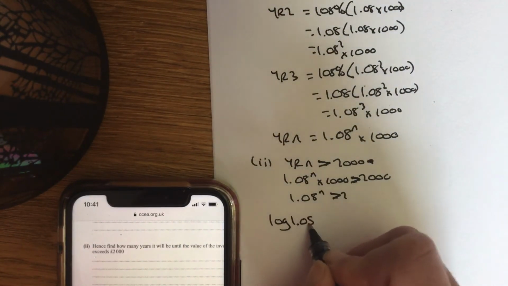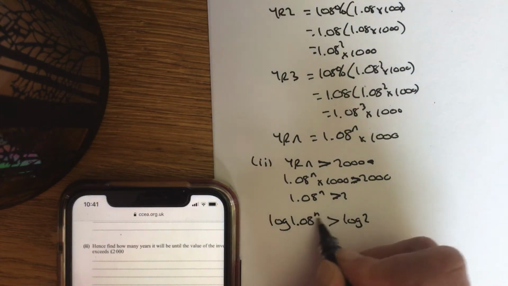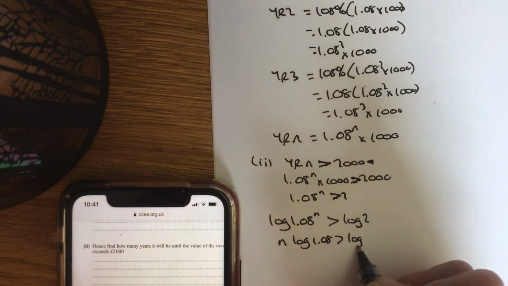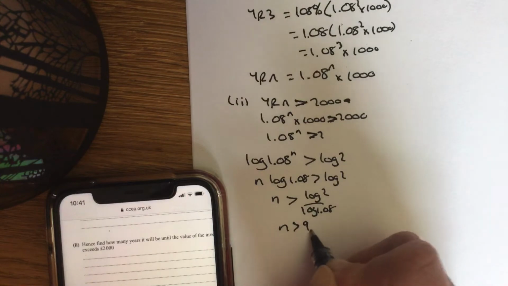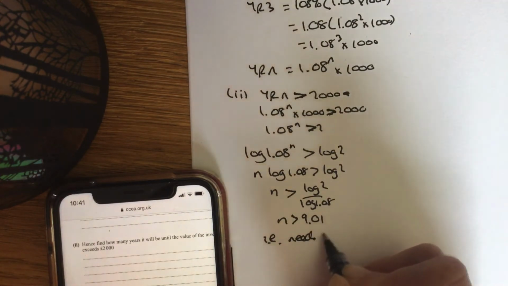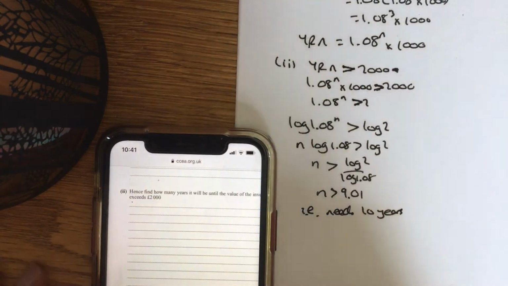So log 1.08 to the n, log 2. The reason you log it is you can bring the power to the front. Now bring your log 1.08 over to the other side. So you'll have n greater than 9.01. So i.e. you need 10 years. Okay, that's that part done.